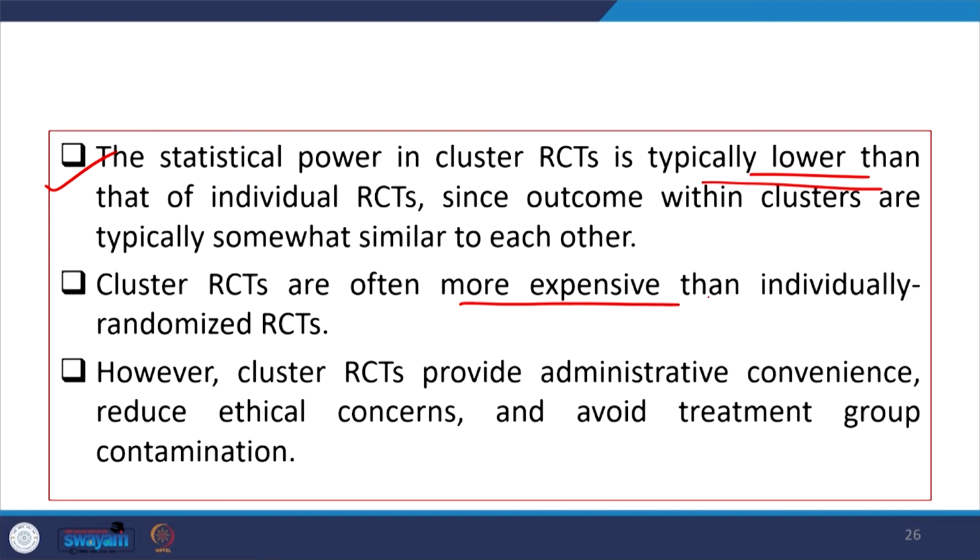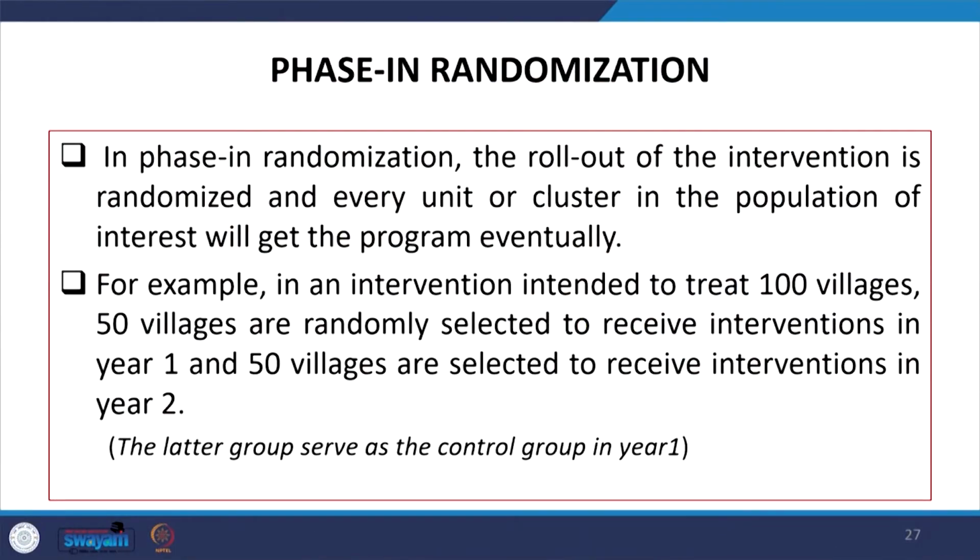However, cluster RCTs provide administrative convenience, reduce ethical concerns and avoid treatment group contamination. What do you mean by phase-in randomization? In phase-in randomization, the rollout of the intervention is randomized and every unit or cluster in the population of interest will get the program eventually.